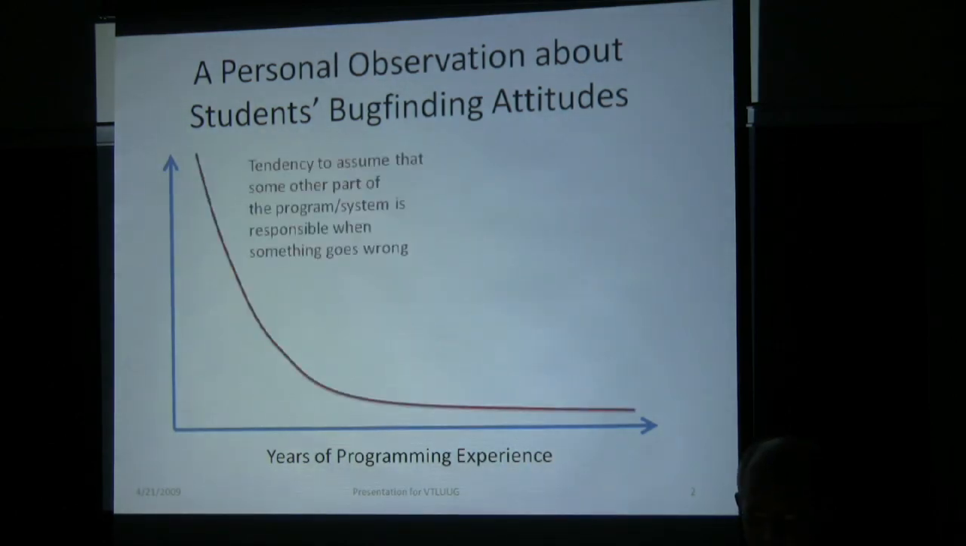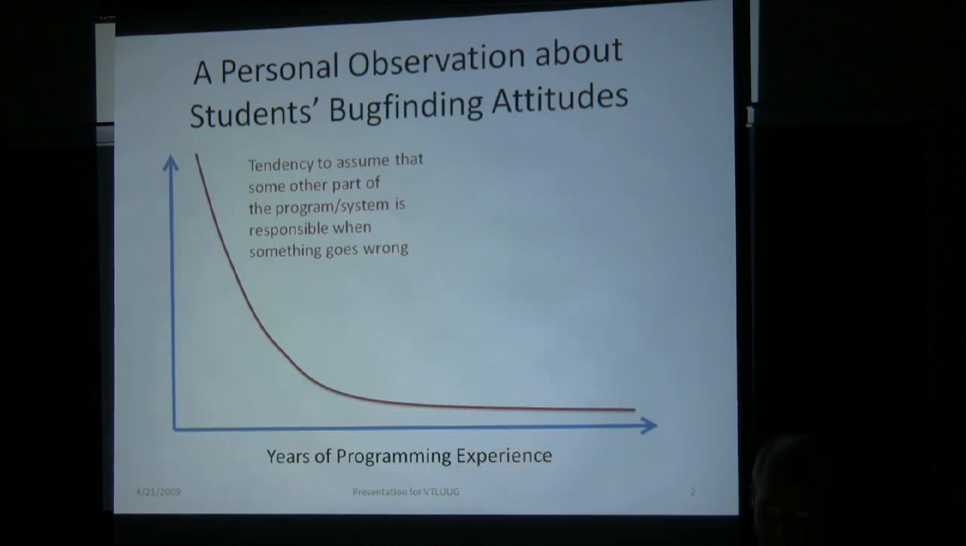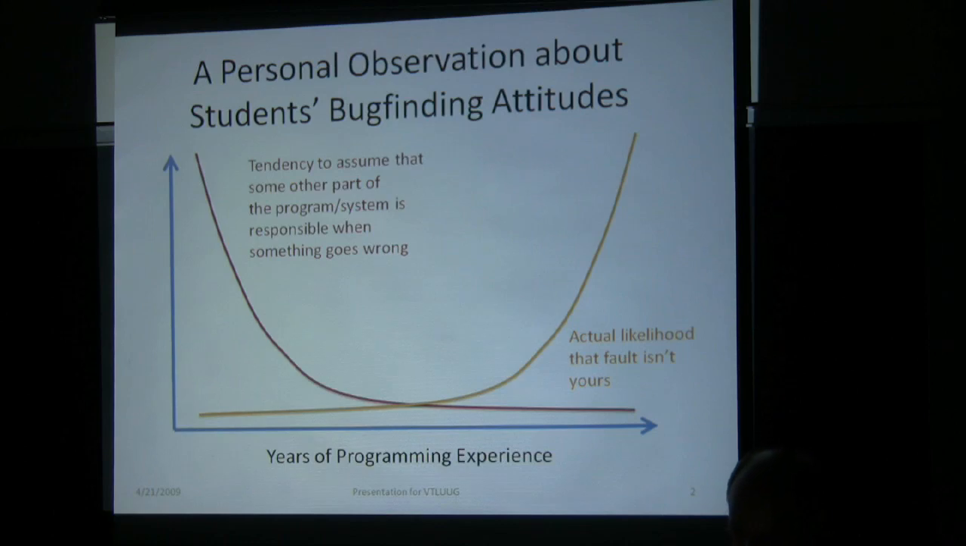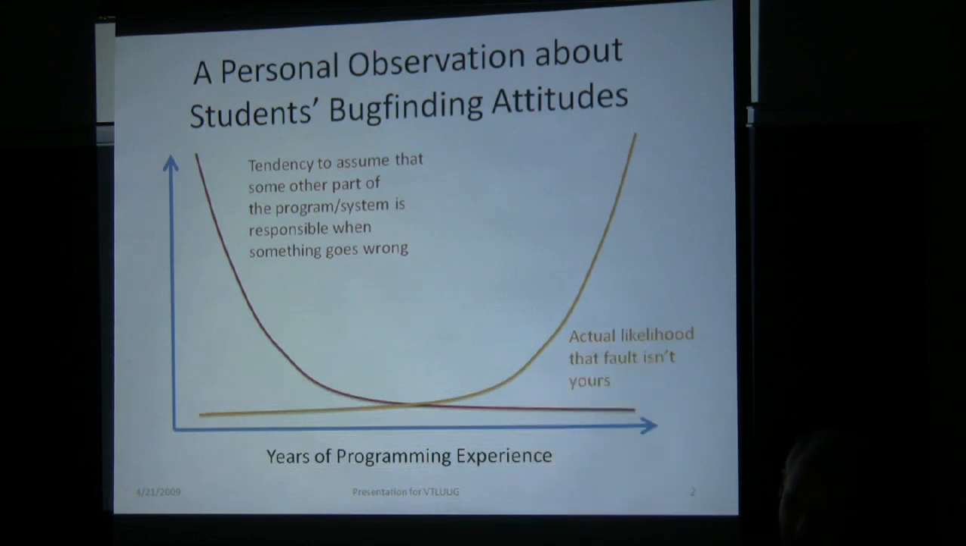So there's first the tendency to assume that in debugging, the fault would lie with some other part of the program. Okay, it must be somebody else's fault. Some instructor gave you some library or some tool, and this is where the problem surely must be. And with more programming experience, this tendency decreases, although initially it is very high. This of course contrasts with the actual likelihood that the fault is yours, which for quite a bit of time remains flat, and then with more experience goes up. So anyway, these are some observations I have.